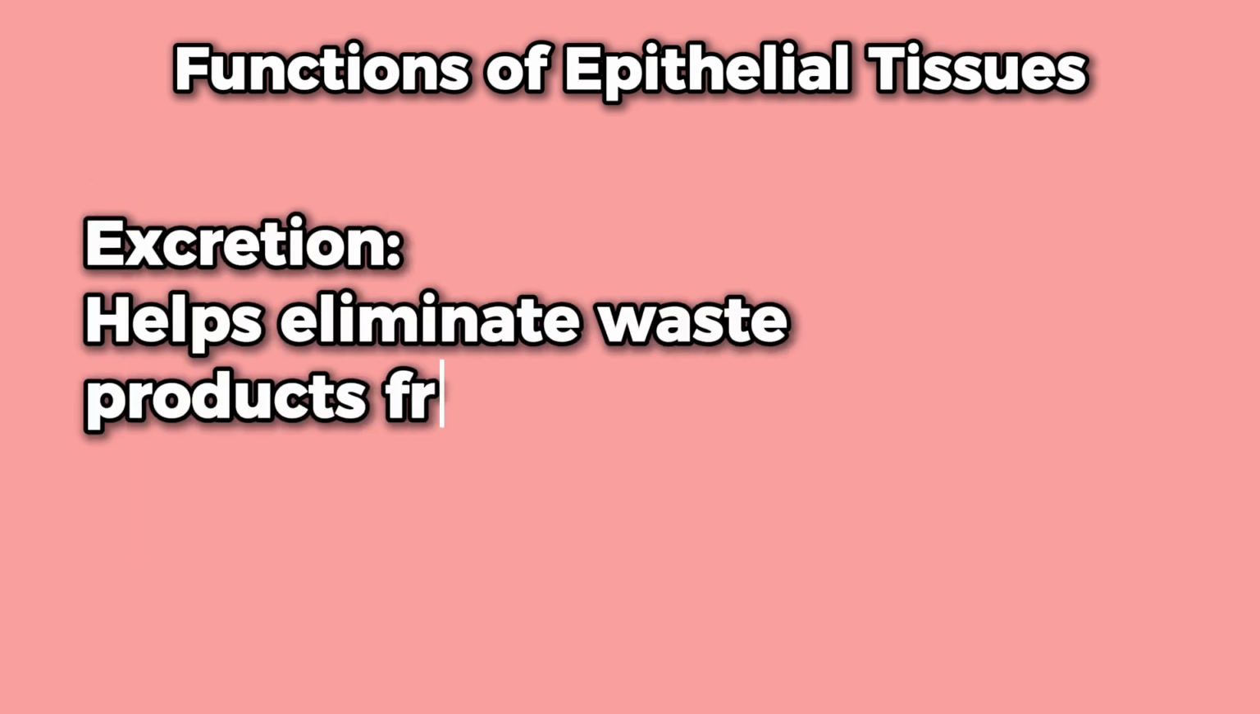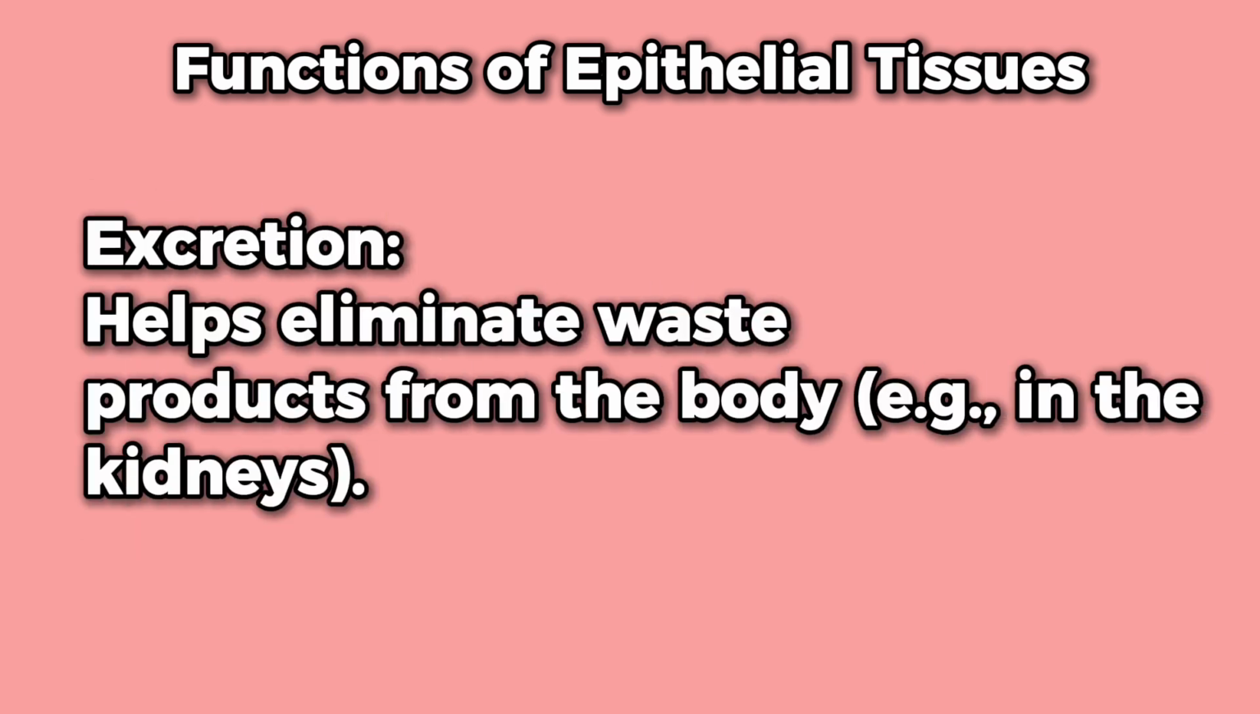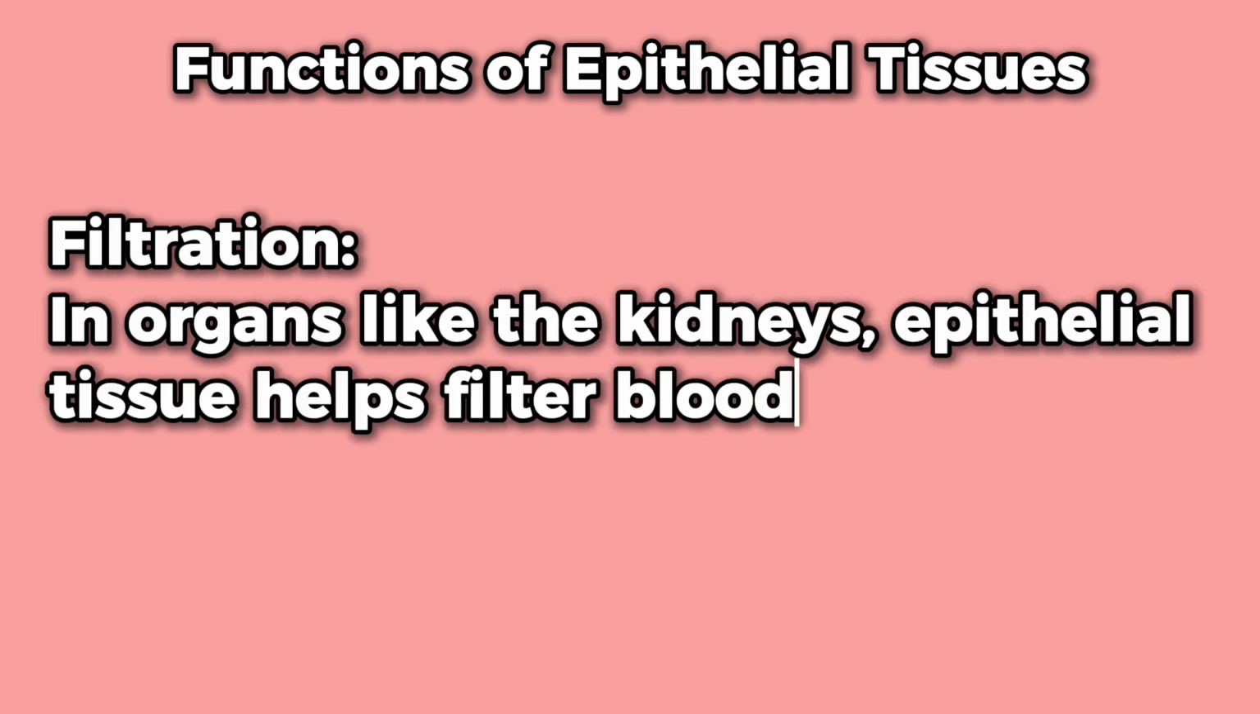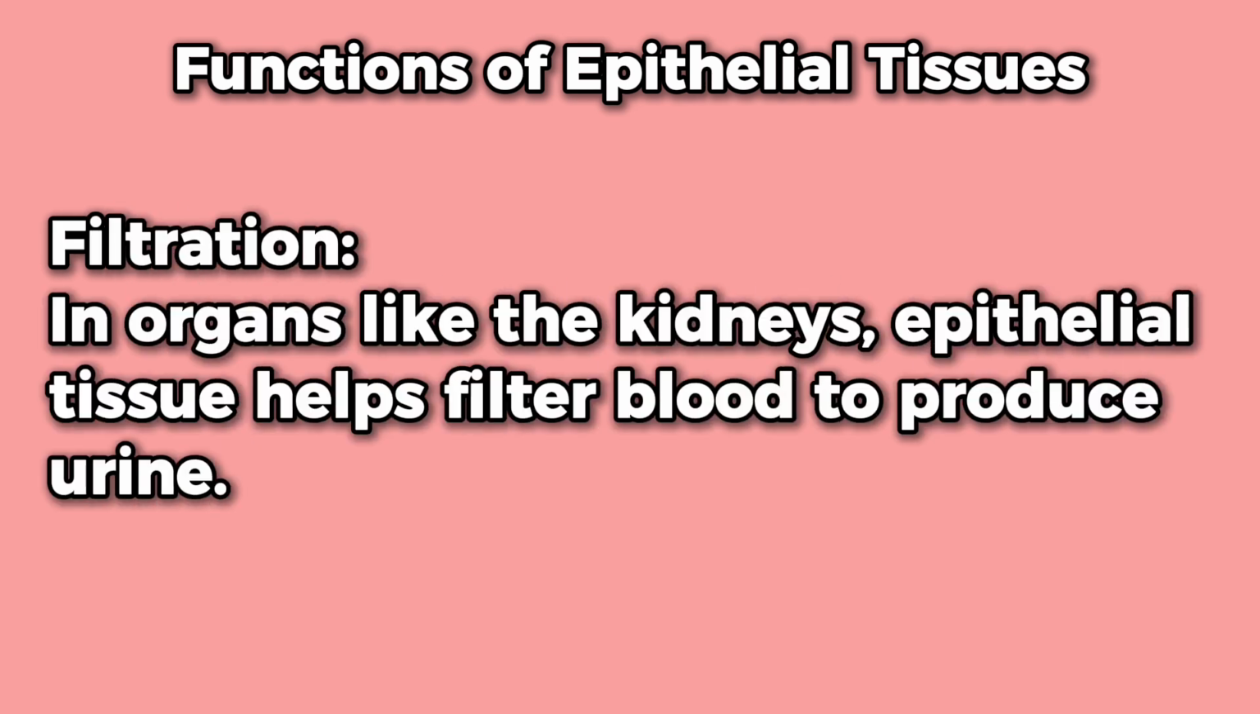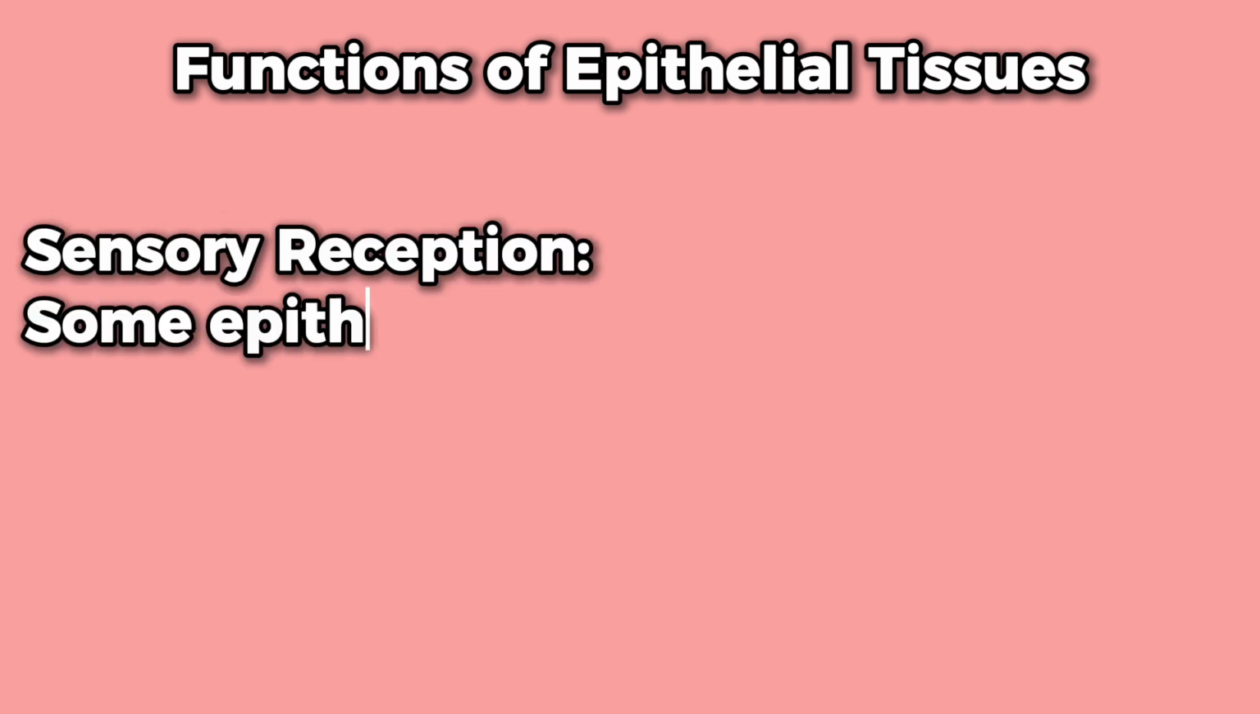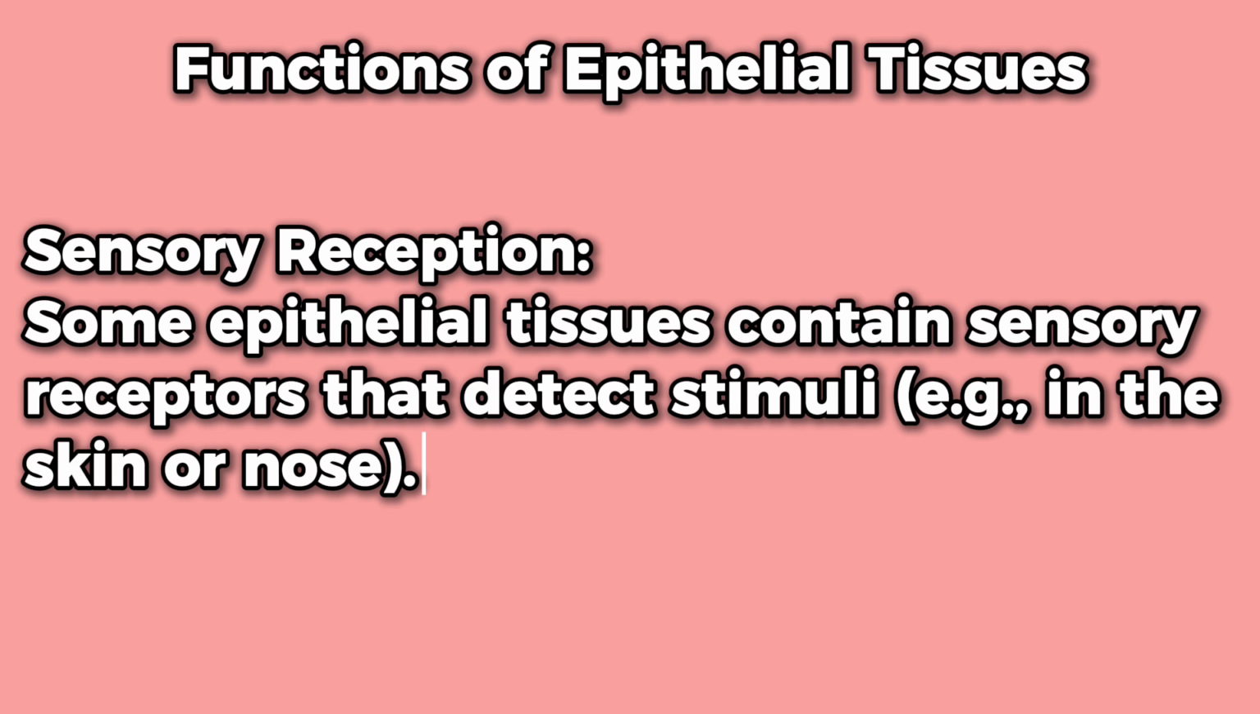4. Excretion. It helps eliminate waste products from the body. Example, in the kidneys. 5. Filtration. In organs like the kidneys, epithelial tissue helps filter blood to produce urine. 6. Sensory reception. Some epithelial tissues contain sensory receptors that detect stimuli. Example, in the skin or nose.